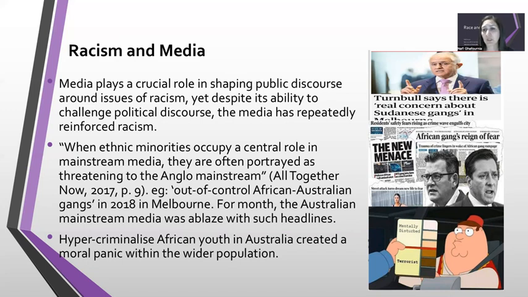Again, the next one is African gangs' reign of fear, which just tries to promote that fear. These kinds of headlines try to hyper-criminalize African youth in Australia and to cause moral panic. And instead of uniting people, it just tries to divide people and weaken the social cohesion of the community.